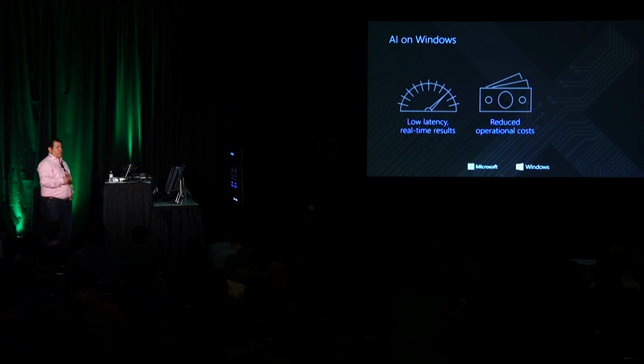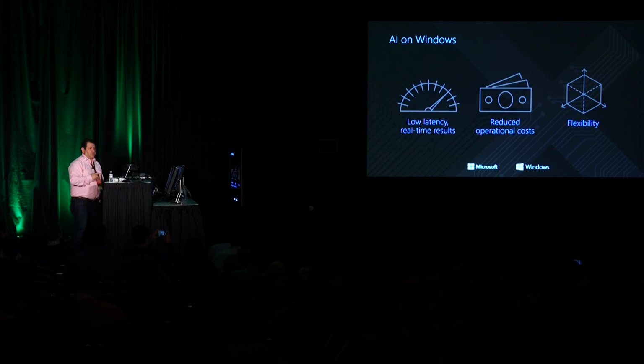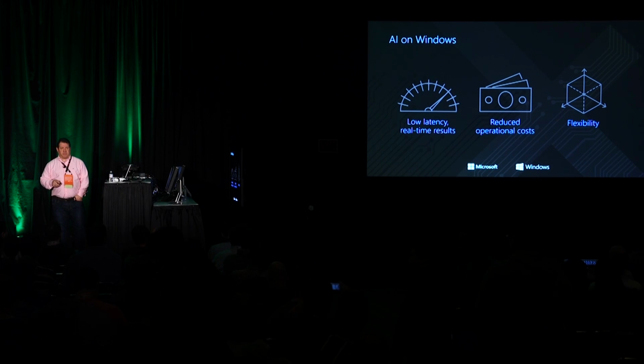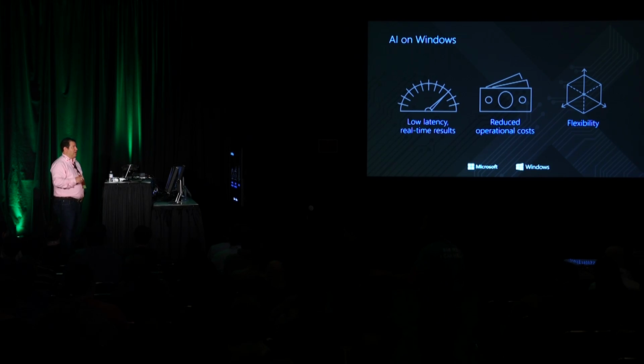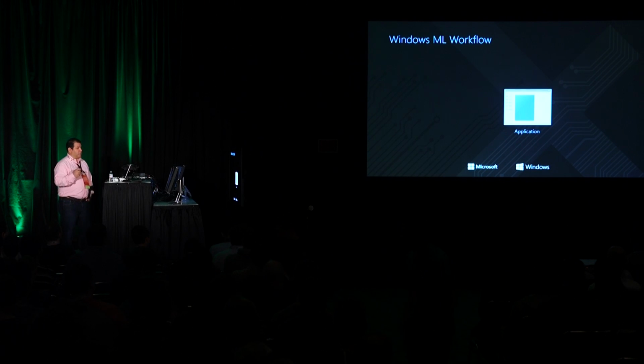We also want to make sure that you have the ability to really look at two things: flexibility and operational costs. You can run machine learning on the CPU. You can run machine learning on a GPU. You can run it in the cloud. You can use all the techniques and all the locations possible to run the machine learning workloads that you may want to run now and in the future. So using that core driving factor, what we did is we built what we call Windows ML, or Windows Machine Learning.